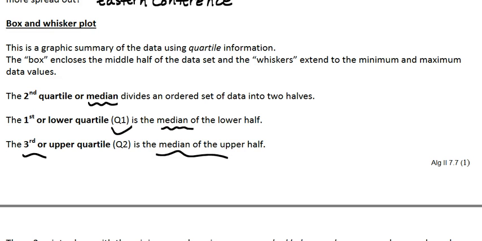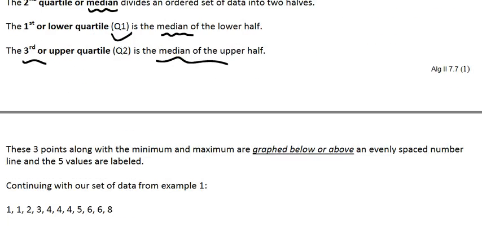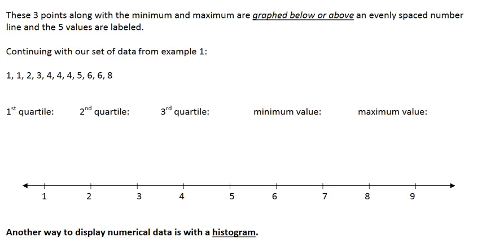We're going to first create a box plot just using the same information we had from example 1. And again, one more item I should tell you. The points and the lines are graphed below or above an evenly spaced number line. So your number line has to be a true number line, whether you label it 5, 10, 15, or whether you label it 1, 2, 3, doesn't matter, but it has to be a truly spaced number line. Sometimes I see students just put like 5, 12, 20 on their number line because those are the 3 points that they're using. That doesn't work. You have to have a real number line there.